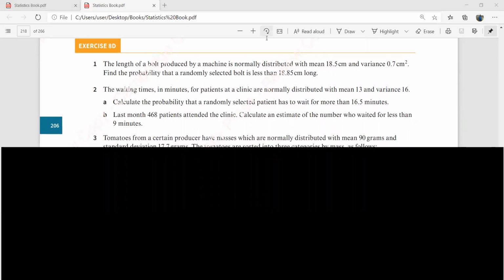Look at this first question, for instance. It says the length of a bolt produced by a machine is normally distributed with mean this and variance this. So we shall start writing it like this: X is normally distributed with the mean 18.5 and the variance 0.7. This was written as a statement and we have written it in mathematical notation.